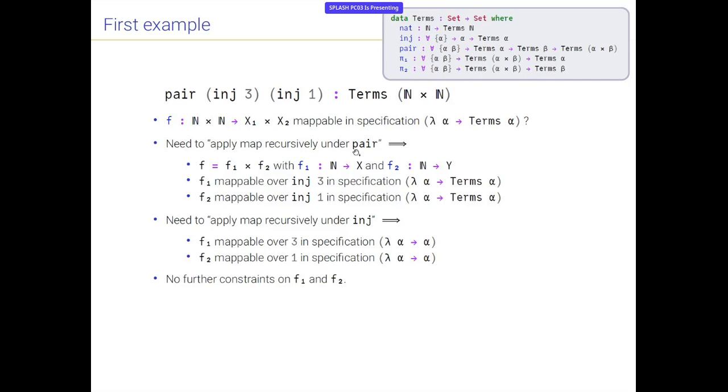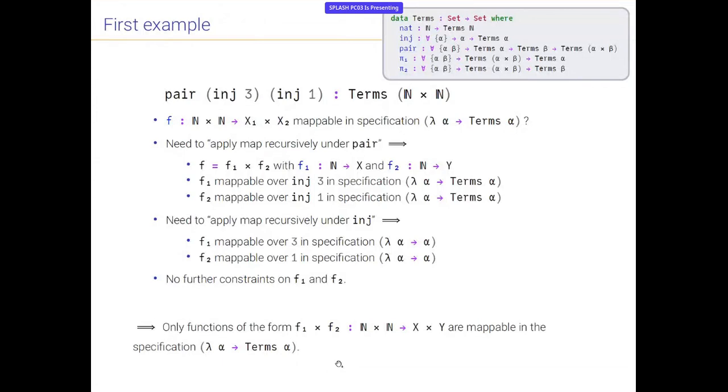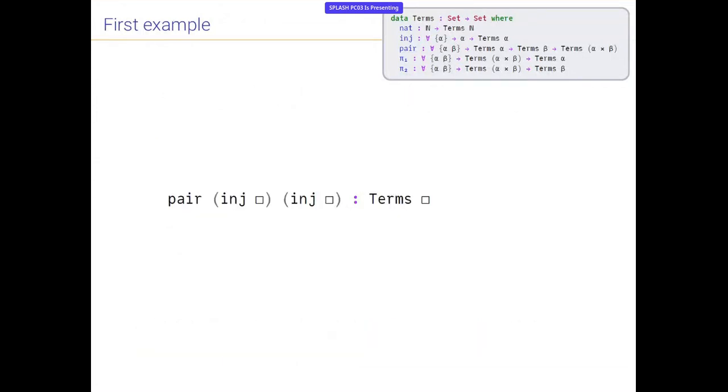And so the conclusion of the algorithm is that the functions of the form f1 cross f2, and only those ones, with f1 going from n to x and f2 going from n to y, are mappable over the term pair of int 3 and int 1 in the specification lambda alpha to terms alpha. Another way to read that result of the algorithm is to say that we have this structure for the term. So I put boxes in place of the actual data, and this gives me the structure of the term. And so mapping is keeping this structure and only changing the data, which is the one that we input in those boxes.